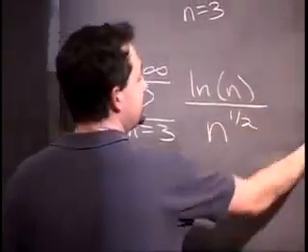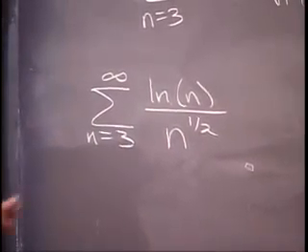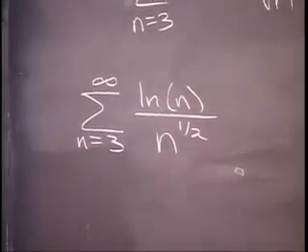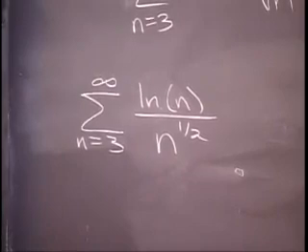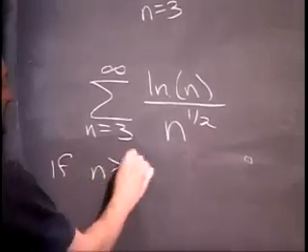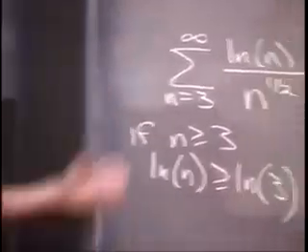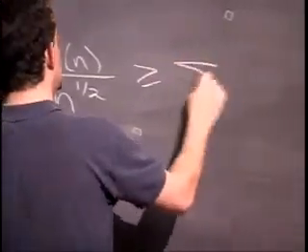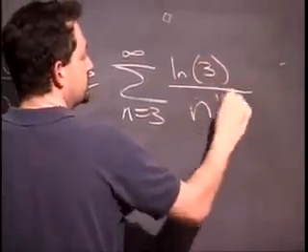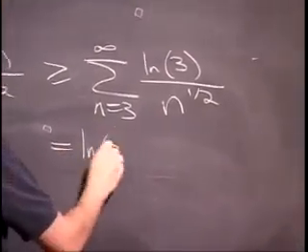I'll write it as n to the half. How small could log n possibly be? What is the value of log n? It becomes log 3, log 4, log 5, log 6. What's the smallest that log n could possibly be in this series? Since log is increasing, log 3. So if n is bigger than or equal to 3, log n is bigger than or equal to log of 3. So I'll just do a really simple comparison with log 3. Log 3 is just a constant, so I'm going to pull it out. It's quite irrelevant.